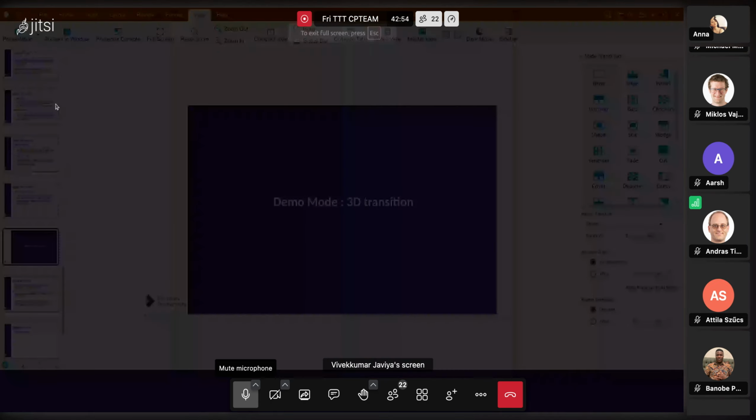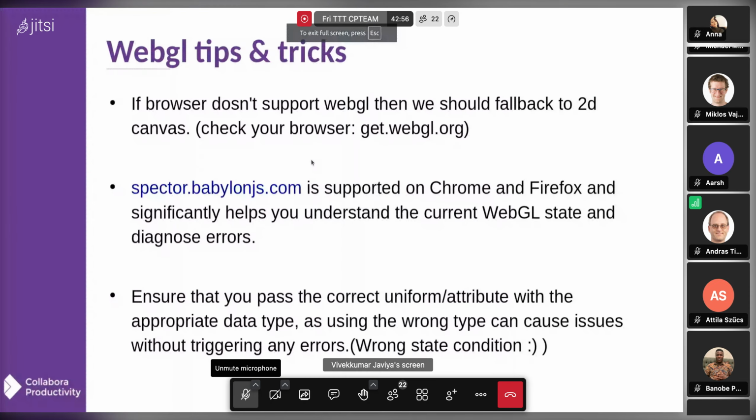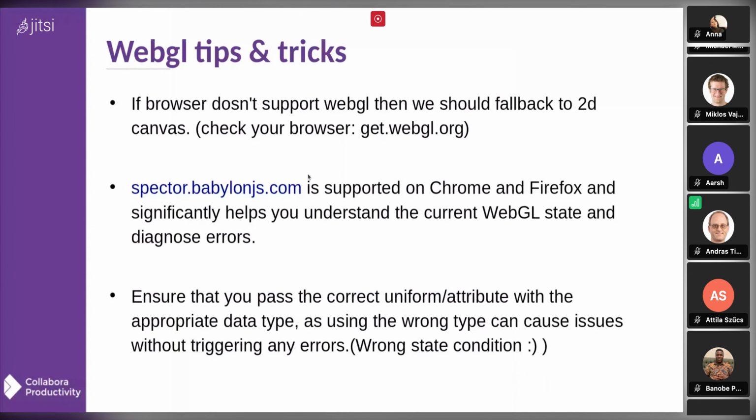Then we can go to the WebGL tips and tricks. If your browser doesn't support it, then we have to go to the fallback to the 2D canvas, and we can check using get.webgl.org.